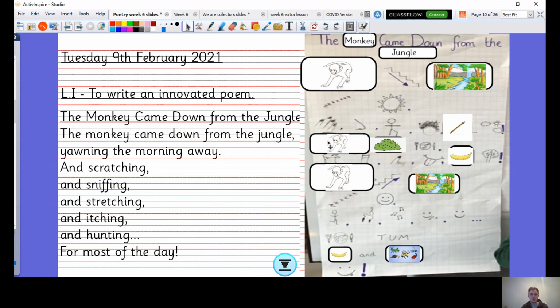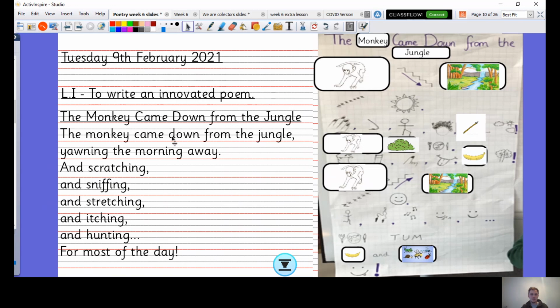So here is my start. Okay, you might decide to write kind of slanty like the model text. I just haven't got space on this slide, but that's okay. I've got a title, so already I've ticked off one thing on my toolkit. The monkey came down from the jungle. The monkey came down from the jungle, comma, new line. Yawning the morning away, full stop, new line. And scratching, comma, new line. And sniffing, comma, new line. And stretching and itching and hunting for most of the day. You can see I have just followed my text map for the first verse.